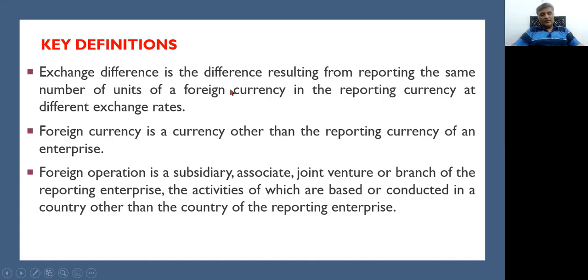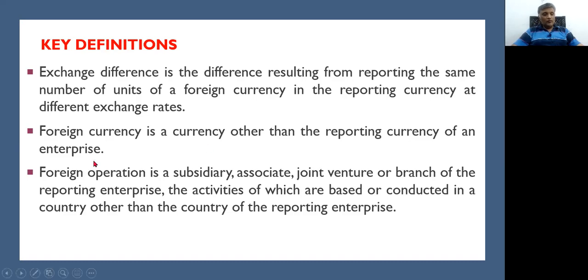So exchange difference is a difference resulting from reporting the same number of units of a foreign currency in the reporting currency at a different exchange rate. When you import a machine worth $10,000, which means we need to pay $10,000 after 2 months, assuming the credit period is 2 months. When you actually bought the machine on credit, the exchange rate at that day was 45. But now after 2 months, it becomes 48. So that 3 rupees difference is the exchange difference, which means in this case, we have to pay more.